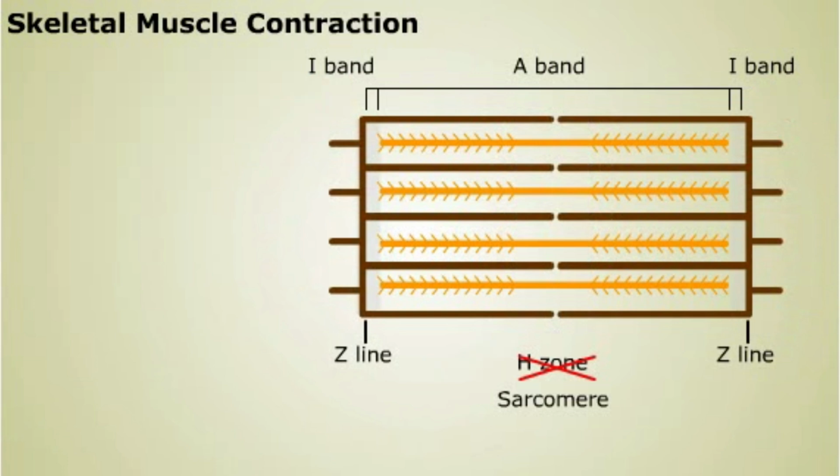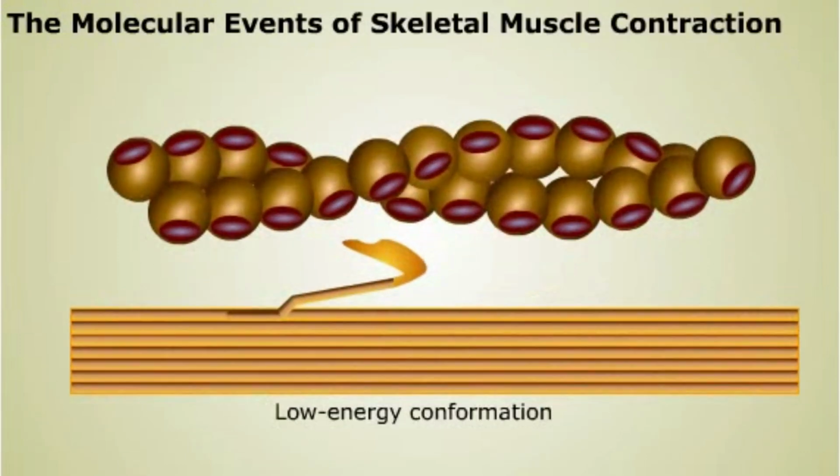The sliding of the filaments occurs because of interactions between the thin filament actin strands and the thick filament myosin heads. Let's look at what many scientists currently believe are the molecular events that occur during skeletal muscle contraction. The myosin head takes two shapes, a high-energy conformation and a low-energy conformation. An ATP molecule binds to the low-energy conformation.